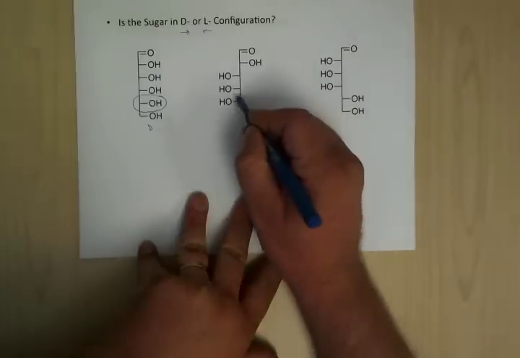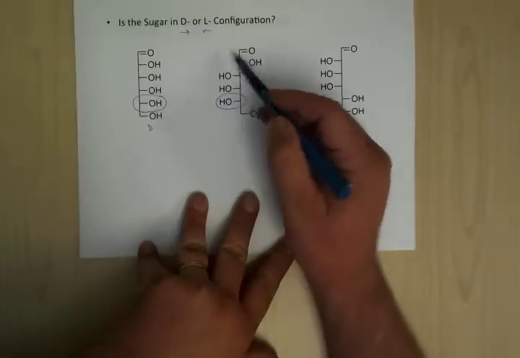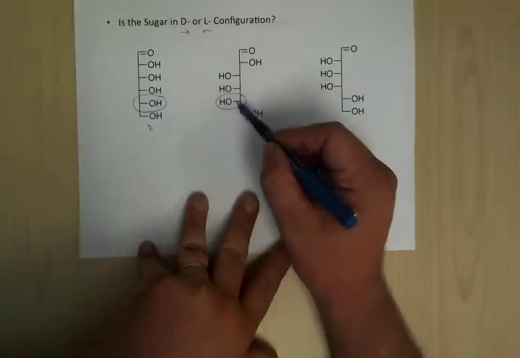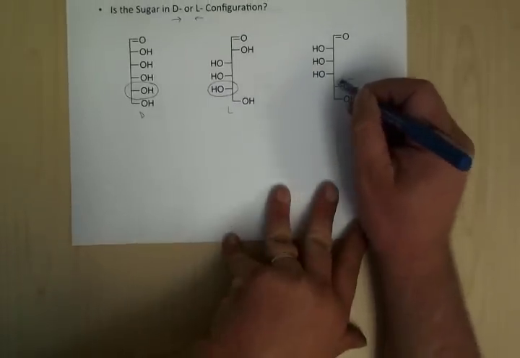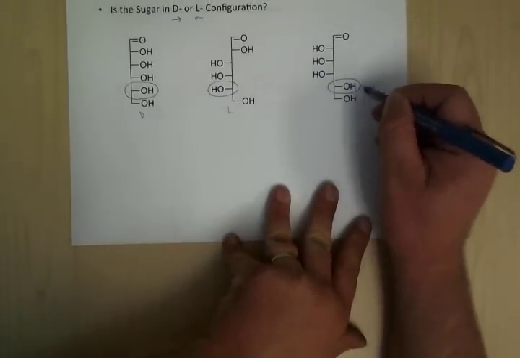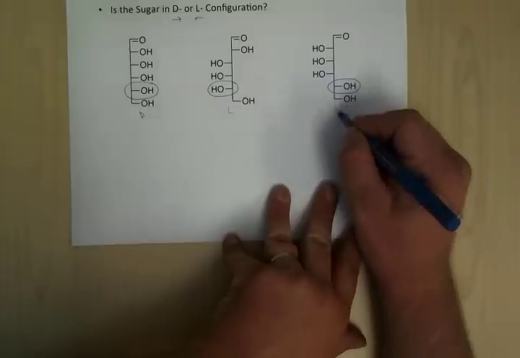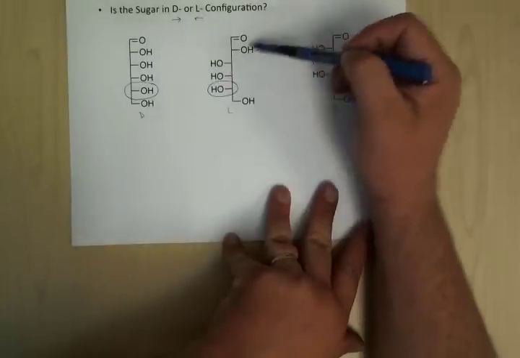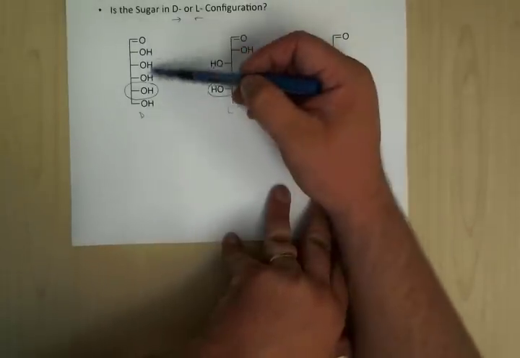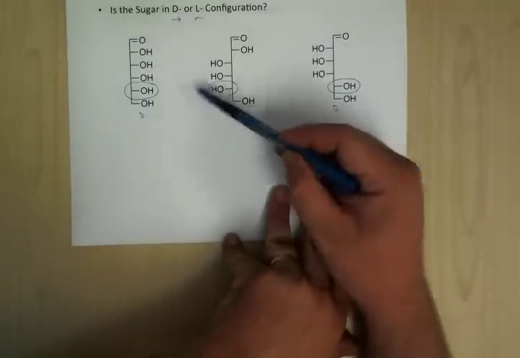Okay, this one here is pointing to the right, so it's L. Okay, for this one here, this one is pointed to the right, so it's D. Notice how these guys are pointed left, doesn't matter. These guys are pointed each different ways, doesn't matter. This one's pointed to the right, doesn't matter.